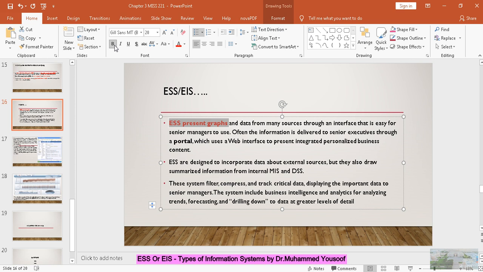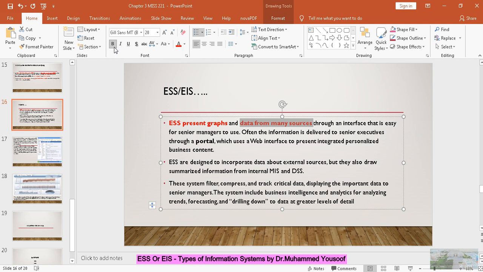Now the next important thing is that data is not from only the company or organization resource, because in TPS it is only from the customers and the organization. MIS uses the data from TPS, and in DSS you use the data from MIS and TPS, and sometimes you can also use the data from external resources, but here the data is going to come from many sources.